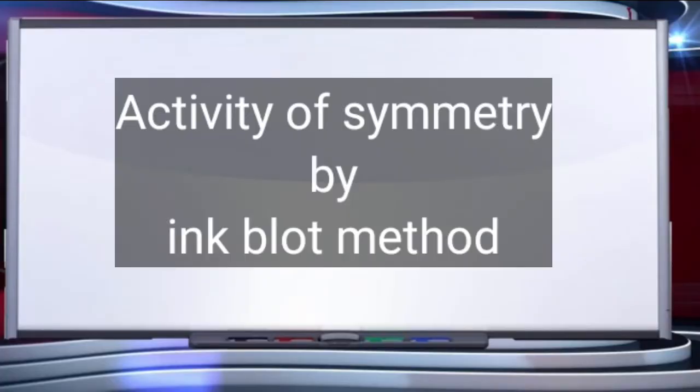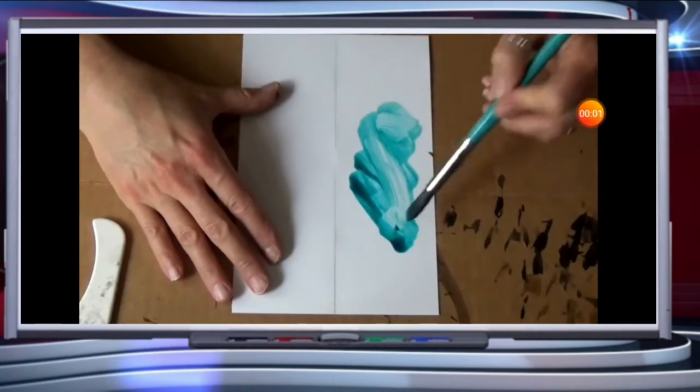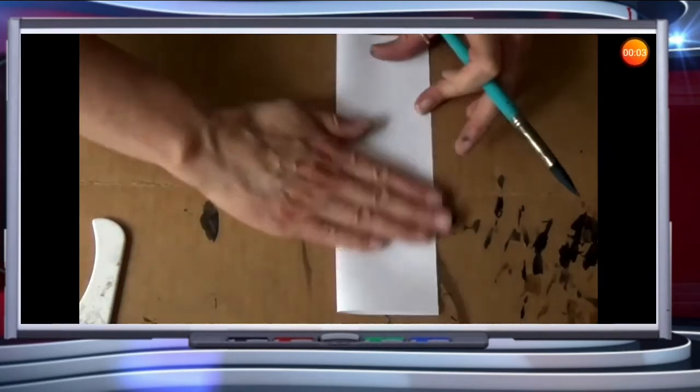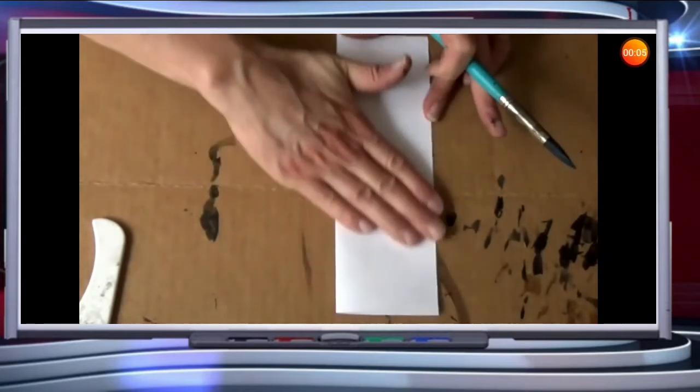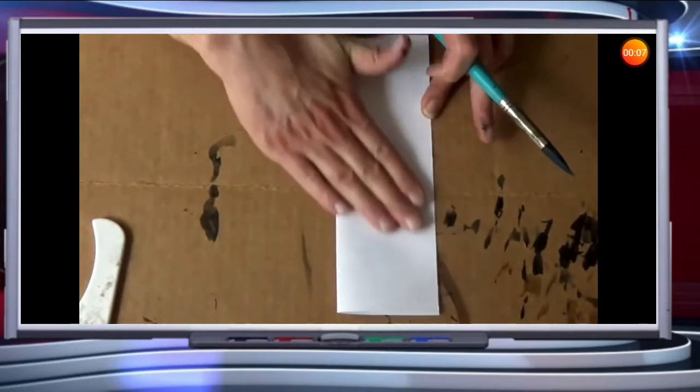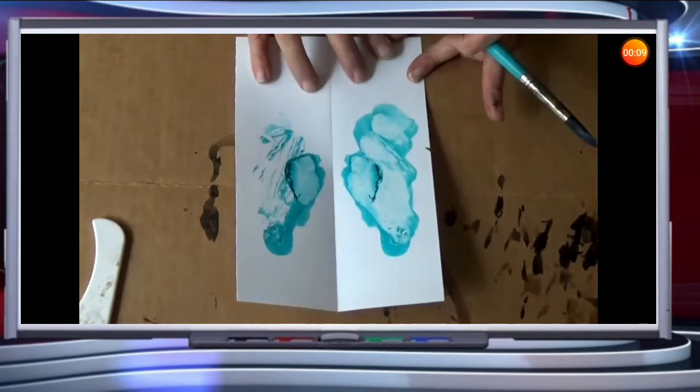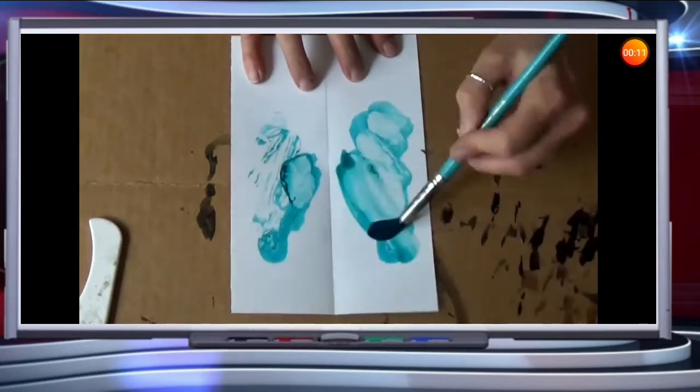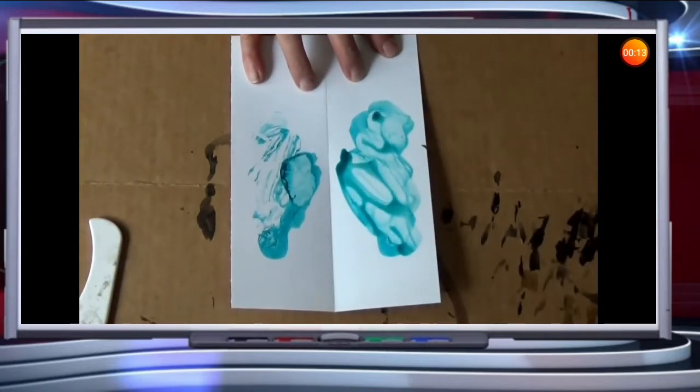Now let us do an activity, students. First of all, take a plain white sheet. Put some ink or some colors on one side. Fold it and press it. You can use different colors also. When you unfold it, you will get a symmetrical figure.